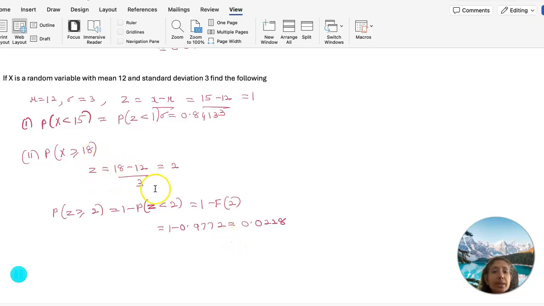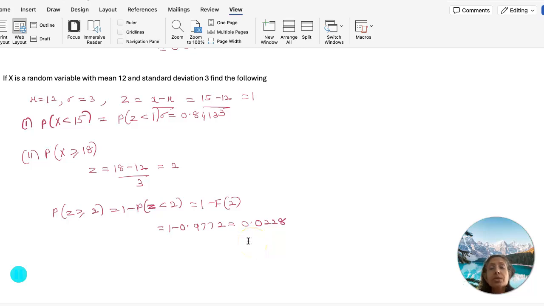What about the probability that X greater than or equal to 18? Again, Z is (18 minus 12) by 3. That is 2. So this will be the probability that Z greater than or equal to 2, which is 1 minus the probability that Z less than 2. That is 1 minus F(2). And using the normal distribution table, F(2) is 0.9772, so the answer is 0.0228.